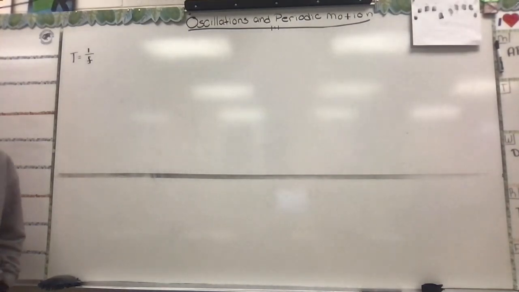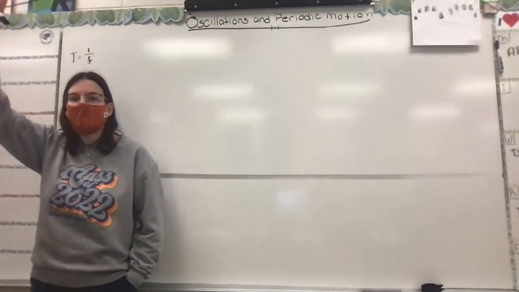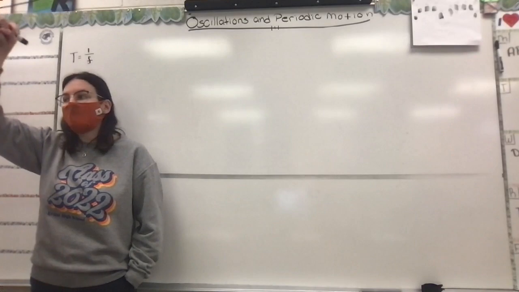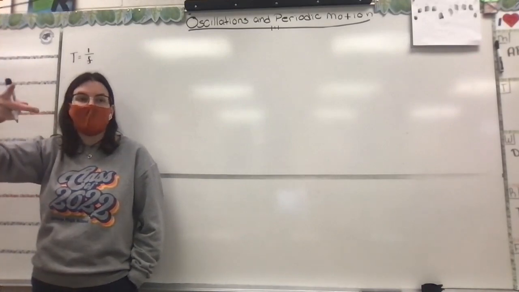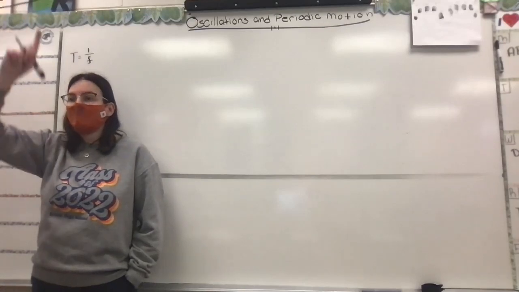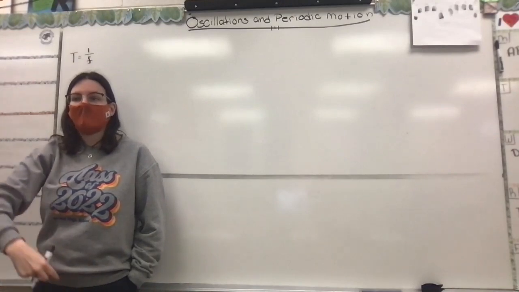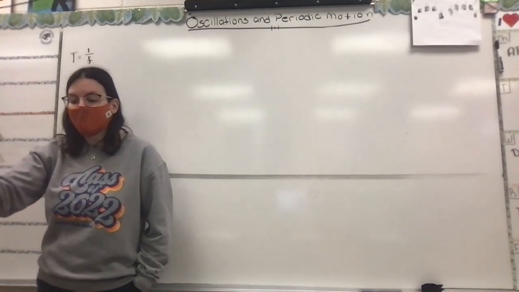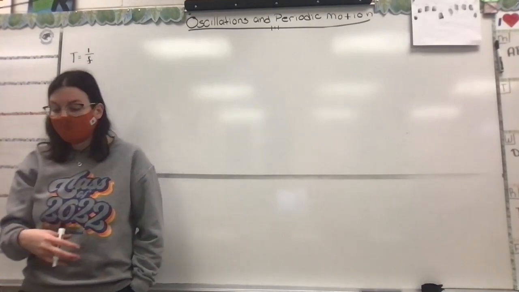Inversely means that if something gets bigger, like if the spring constant gets bigger, the period is going to get smaller. It means they do the opposite. Inverse means opposite. So as the spring constant gets bigger, period gets smaller. What happens if the spring constant gets smaller? Period's going to get bigger. Directly with mass means the bigger something is, the bigger the period it's going to have.